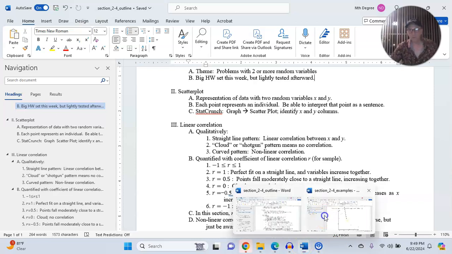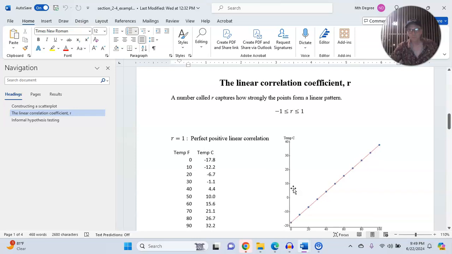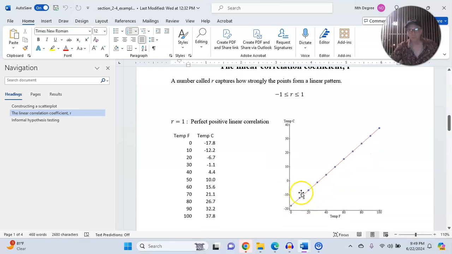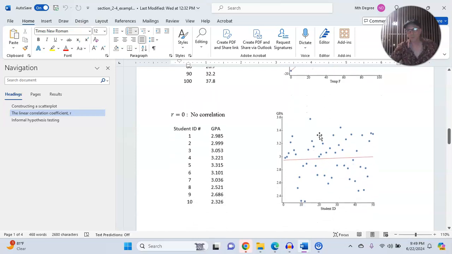Let's go to the examples and illustrations sheet to look at some of these. Okay, so this is an obvious example of data with a very strong linear pattern. All the points just happen to fall on a straight line here. They're not usually that strong, and we'll come back to that topic soon.